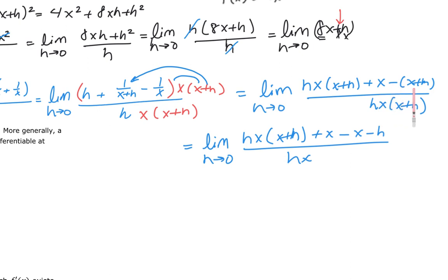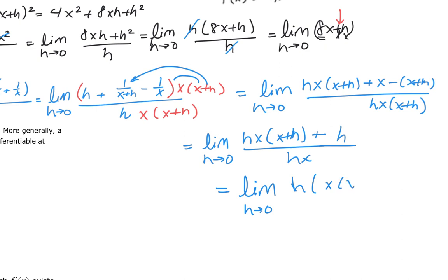So when I distribute this negative through, these two x's will cancel. You can see that those two x's will cancel. And so I'm going to erase that, leaving me just a minus h. Now every single one of my terms has an h, so I can factor that out. So the limit as h approaches 0 of h, I'm going to factor the h out of every single term.